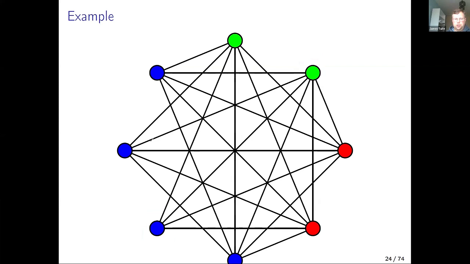Alternatively, if Blocker starts, they'd probably want to go inside a small color class, let's say this red one. Then Builder can choose whether he wants to complete the game inside that independent set or whether to use all different colors. So in this case, it's best for him to choose a blue vertex, and then Blocker has to reply with the green vertex.